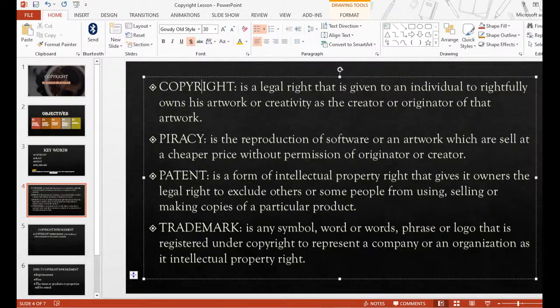Now the next thing is piracy. What is it when we are talking about piracy? Piracy is just the reproduction of software or an artwork which are sold at a cheaper price without permission of the originator or the creator. So when you grab somebody's artwork or somebody's creativity, and you are able to duplicate it and you are now selling it at a cheaper price, that act of yours is what we refer to as piracy.